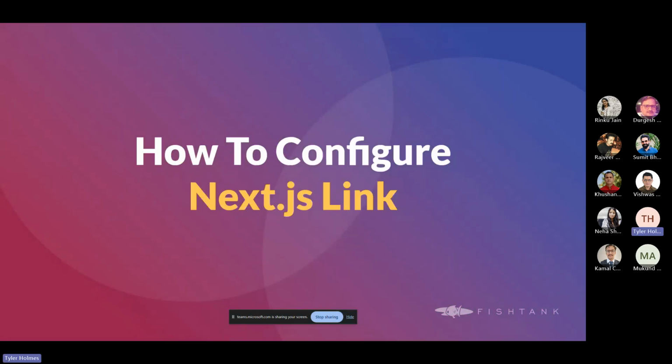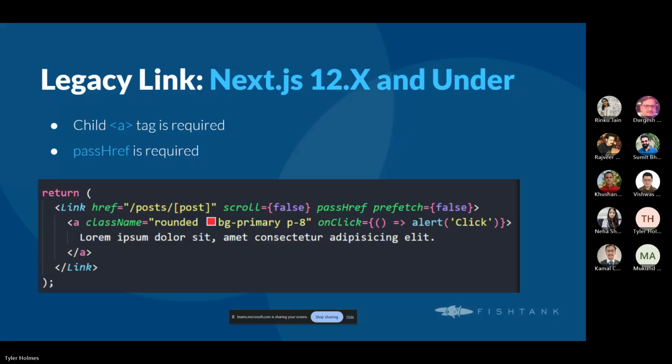So now I'm going to go over how you configure the Next.js link. It's pretty easy. In Next.js version 12 and under, your version of the Next.js link will be different. You're using what's currently labeled as the legacy link. The main difference you'll notice as a developer is that the legacy link requires an anchor tag to be nested inside the link tag. And then you can apply all the properties like onClick and class name directly to the anchor tag itself.